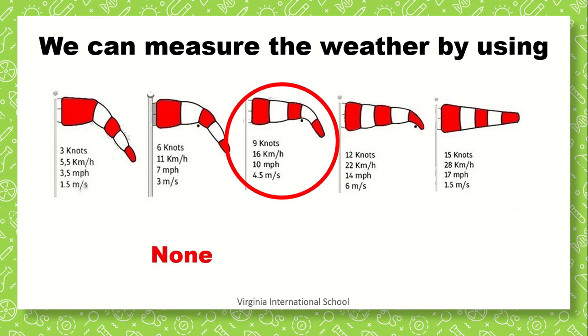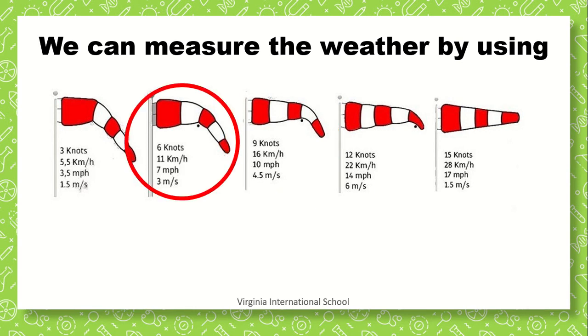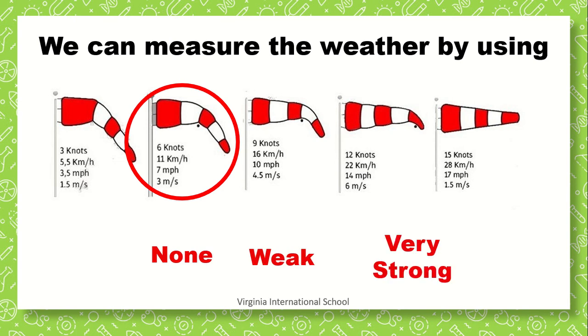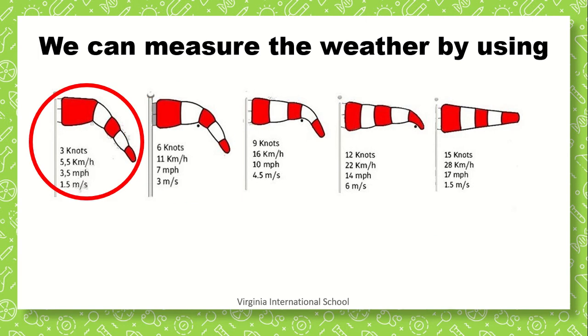Let's see this. Choose the correct answer. Is it none, mild, or very strong? This is mild. It's not weak or strong. It's mild. Excellent. Next, what about this one? Is it none, weak, or very strong? It's weak. Excellent.